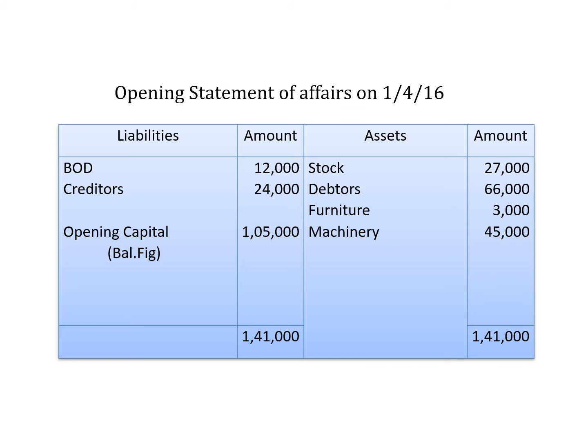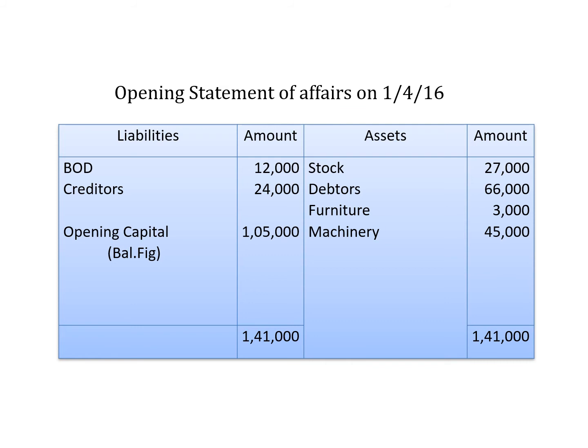Then opening creditors of 24,000 were given in the question. That also we record towards liability side. So creditors 24,000. Coming to the opening balances of assets, stock was given as 27,000. So in the asset side, right hand side of opening statement of affairs, we record stock 27,000. Debtors 66,000 was given. Furniture 3,000 is given. Machinery 45,000 is given. So these are the four opening values of assets given in the question: stock, debtors, furniture and machinery. With regard to liabilities, we were given creditors and now we have found out BOD. So we have taken that also towards the liability side.